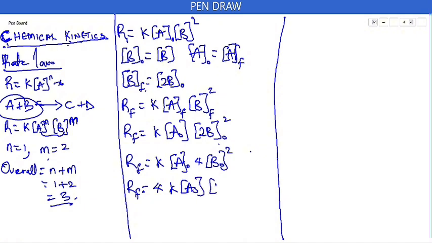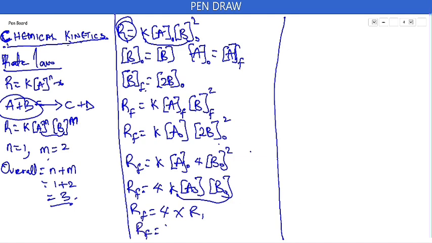Now bringing the 4 out, we have our ROF equal to 4K A naught B naught squared. Don't forget that this K A naught B naught squared is still what we have here. This is what we have here, so I can replace it with R1. So my ROF now will be equal to 4 multiplied by R1. So my ROF is equal to 4 R1.